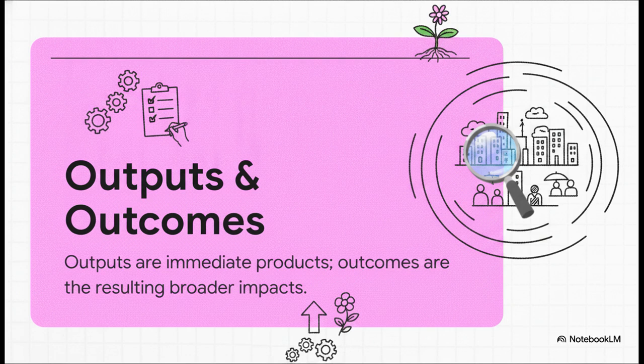Outputs are the immediate, quantifiable products of your civic action. Think of them as the daily tasks you just check off your to-do list. Outcomes, on the flip side, are the broader, resulting impact or change in the community. Now, don't get me wrong, outputs are absolutely important because they prove you're out there doing the work. But outcomes, that's the ultimate goal. That's the actual solution to the public problem you set out to solve.